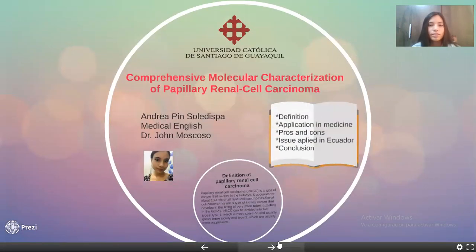Comprehensive molecular characterization of papillary renal carcinoma by Andrea Pinzo de Dispa, Medical English, Dr. John Moscoso. Definition, application in medicine, pros and cons, issue applied in Ecuador, conclusion.